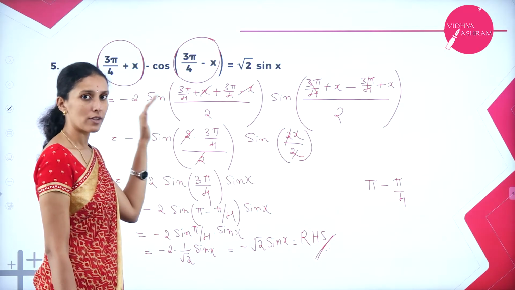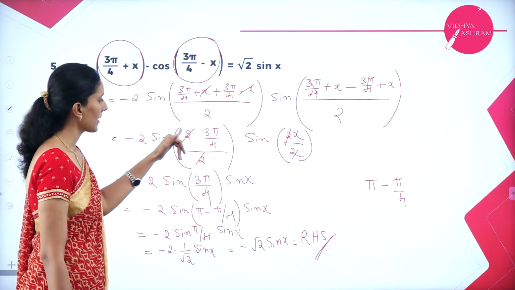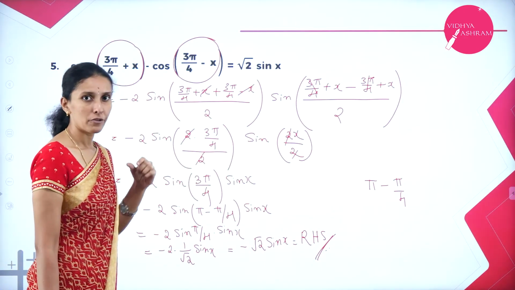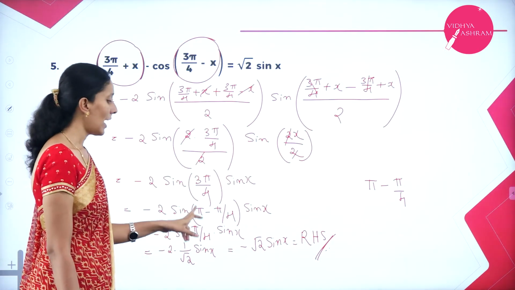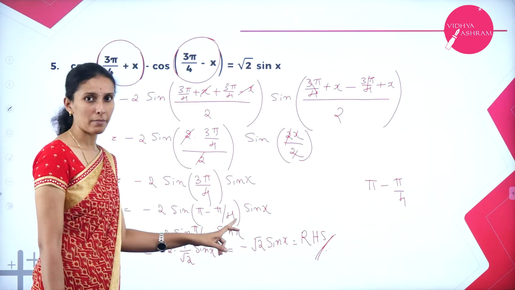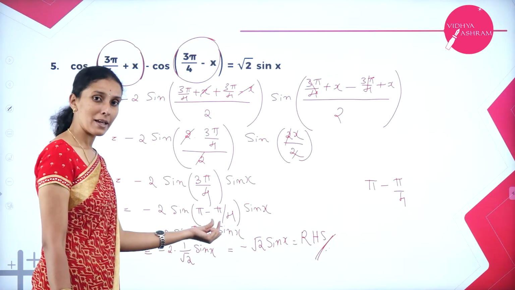Apply the cos x minus cos y transformation formula. Then you will get this. Cancel 2. I don't know the value of 3 pi by 4, but I can take it in the form of an allied angle, that is pi minus pi by 4, which is the same as 3 pi by 4. Now this is in the form of cos pi minus x.